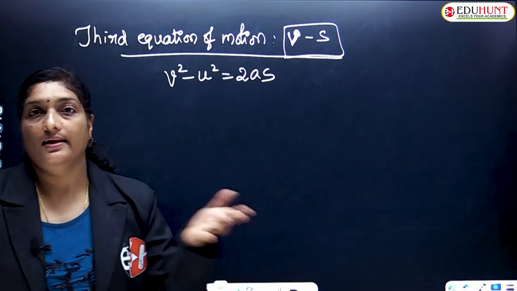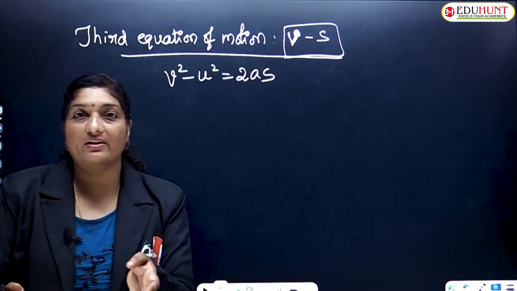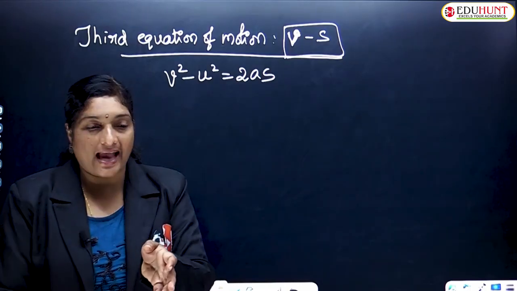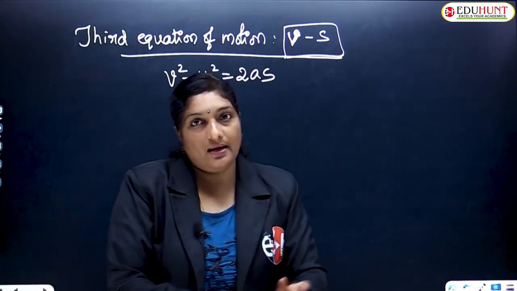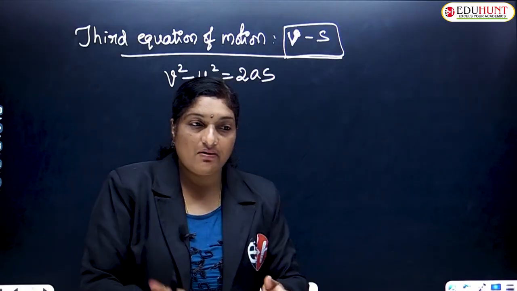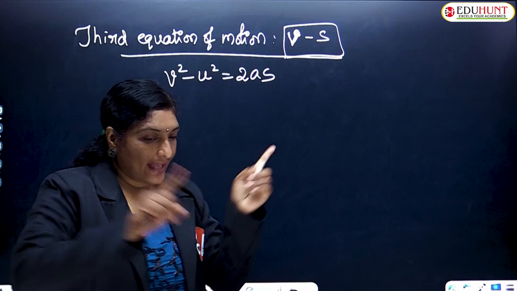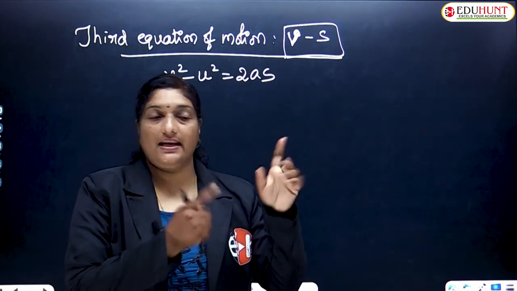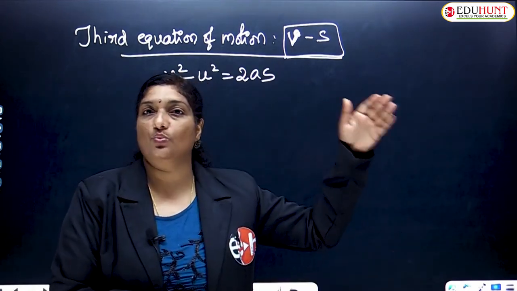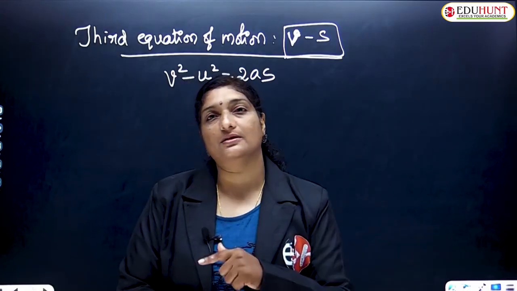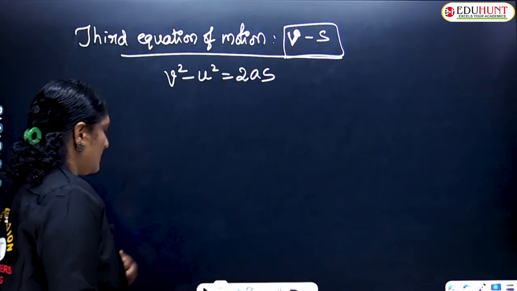Let us consider a body moving initially with velocity u, and whenever some force is acting on it, the body is uniformly accelerated with some a, and as long as it is being accelerated, its velocity changes to v after covering the displacement s. So hence v square minus u square equals 2as.